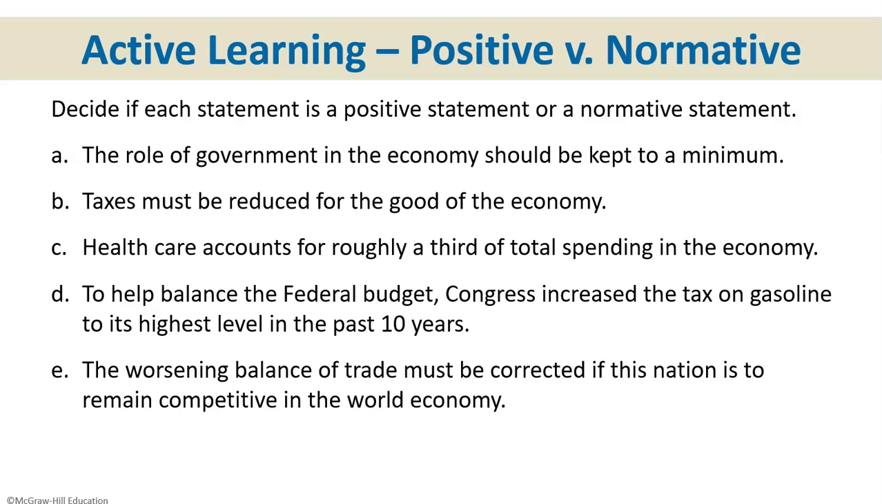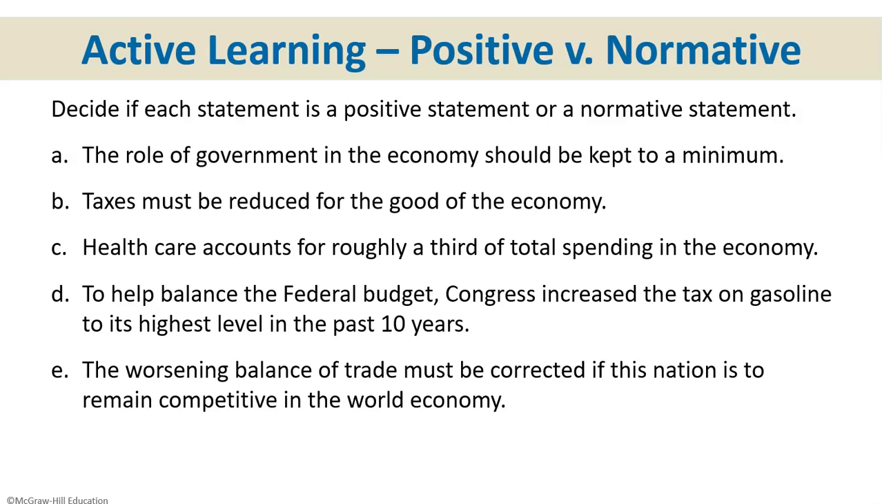A, the role of government in the economy should be kept to a minimum. This is a normative statement. This is an opinion. Plenty of people have the opposite opinion. B, taxes must be reduced for the good of the economy. This is also a normative statement because it's an opinion.